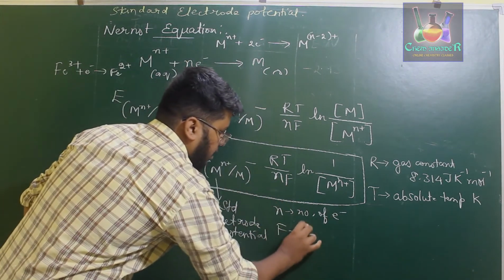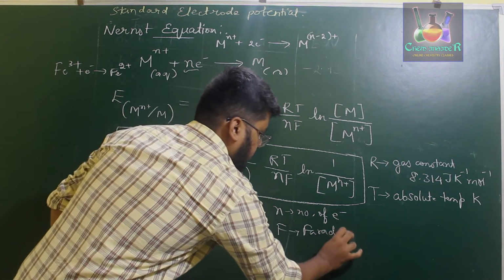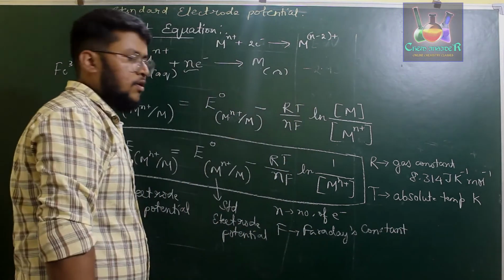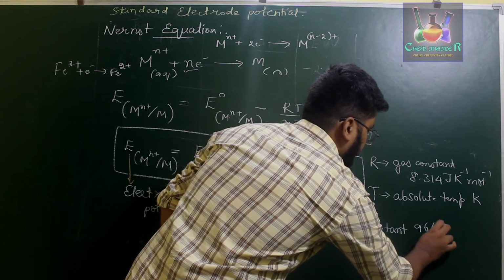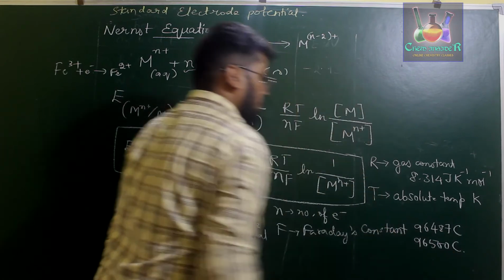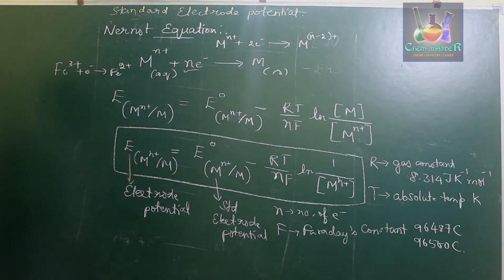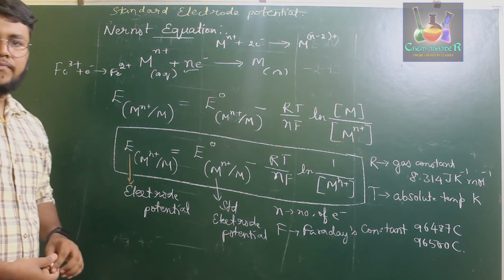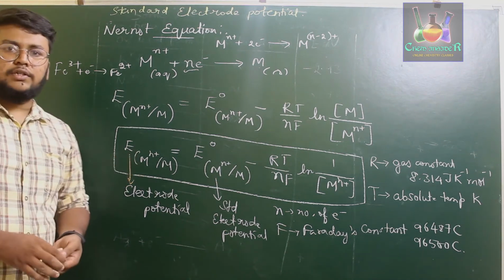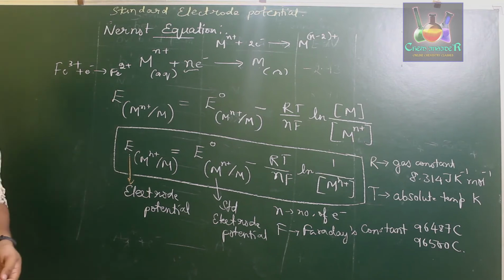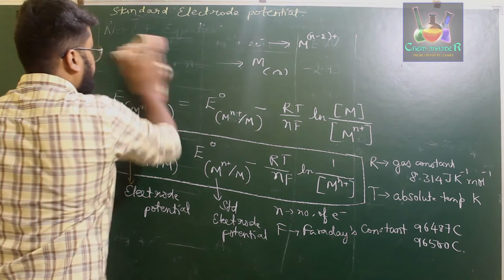F is the Faraday's constant whose value is 96,487 coulombs, which is rounded to 96,500 coulombs. And Mn plus is the concentration of the metal ion. So this is the Nernst equation. Now let us use this Nernst equation to determine the cell potential. So how can we use this reaction to find out the cell potential of a given Daniell cell or any cells.